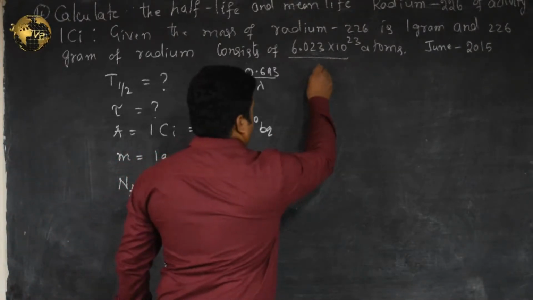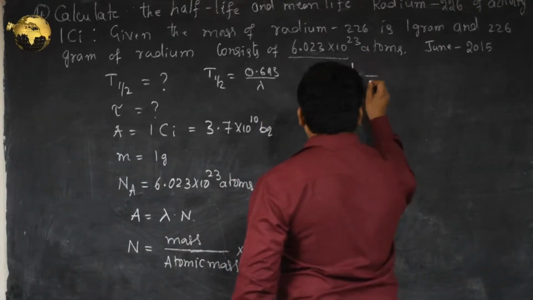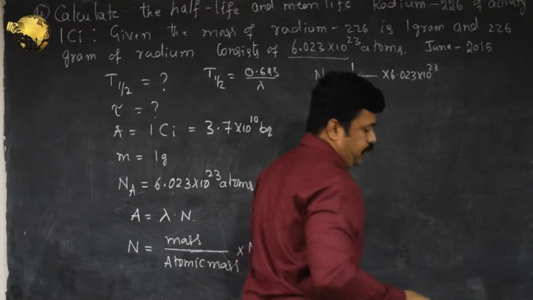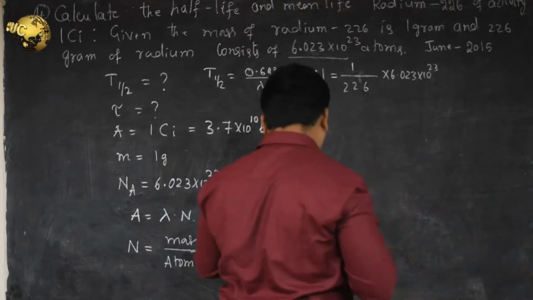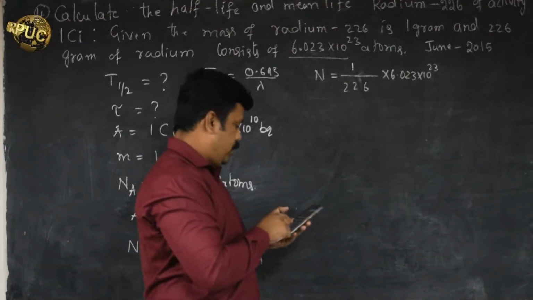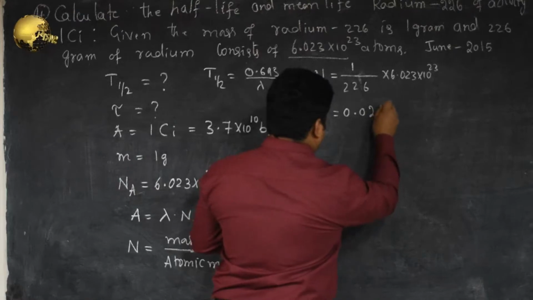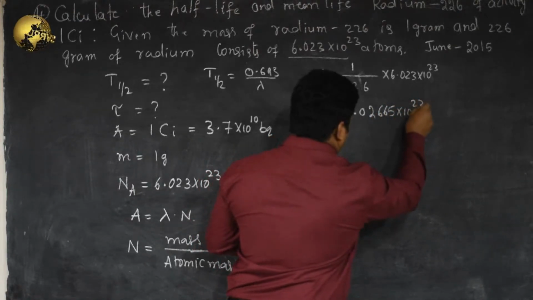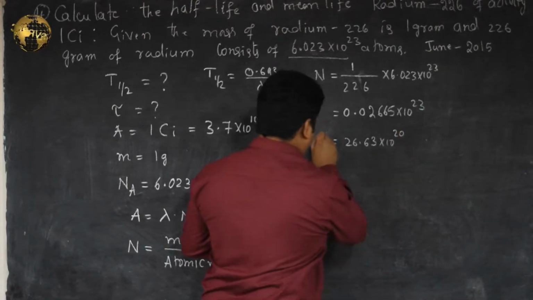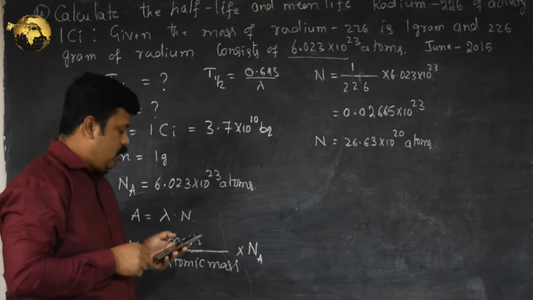Let's find out N. Okay, N is equal to M, that is 1 divided by 226 into 6.023 into 10 to the power 23. So let's solve this. 6.023 divided by 226, we get it as 0.02665 into 10 to the power 23. I can write it as 26.65 into 10 to the power 20. This is the number of atoms. This much of atoms is there in the given mass of radium 226.